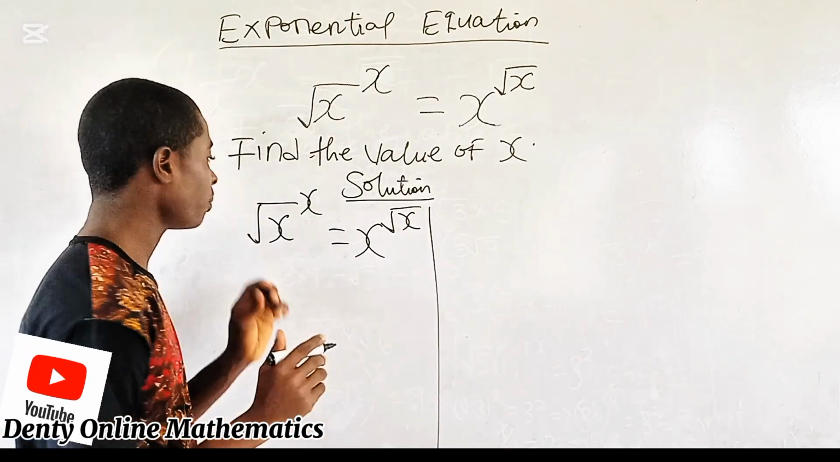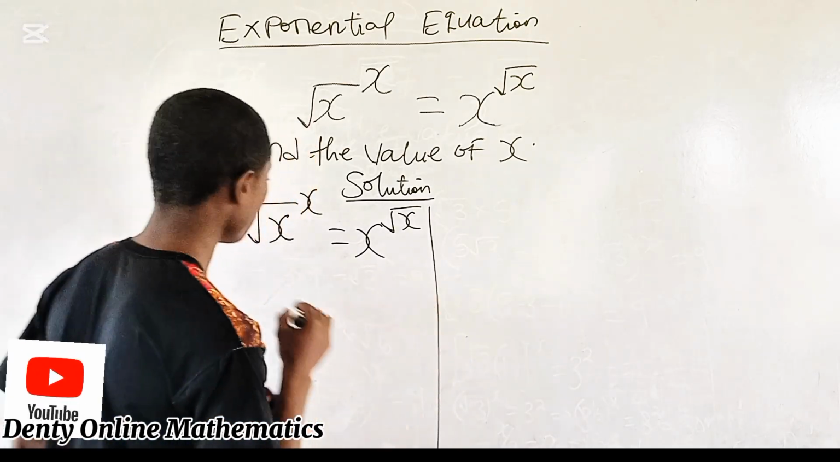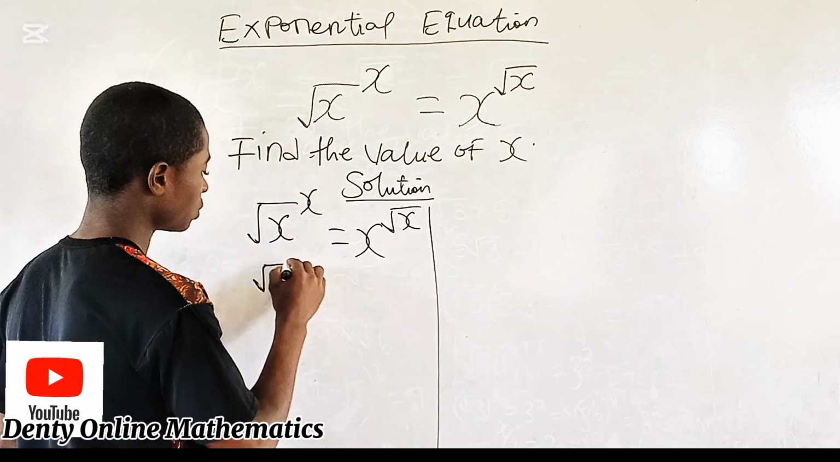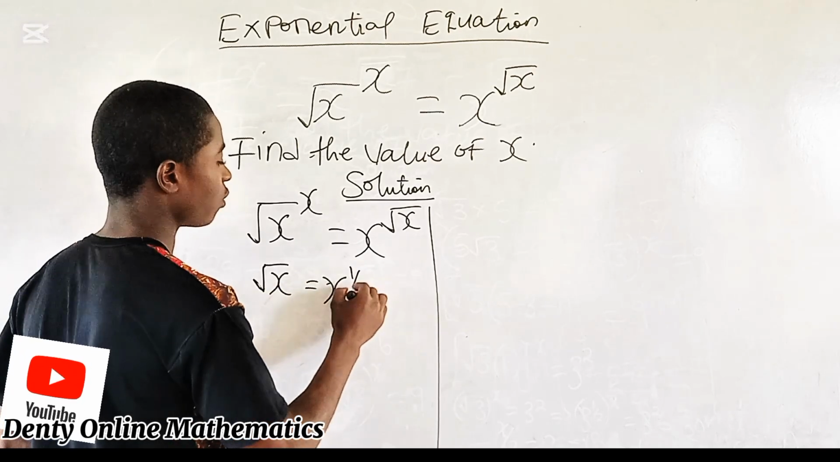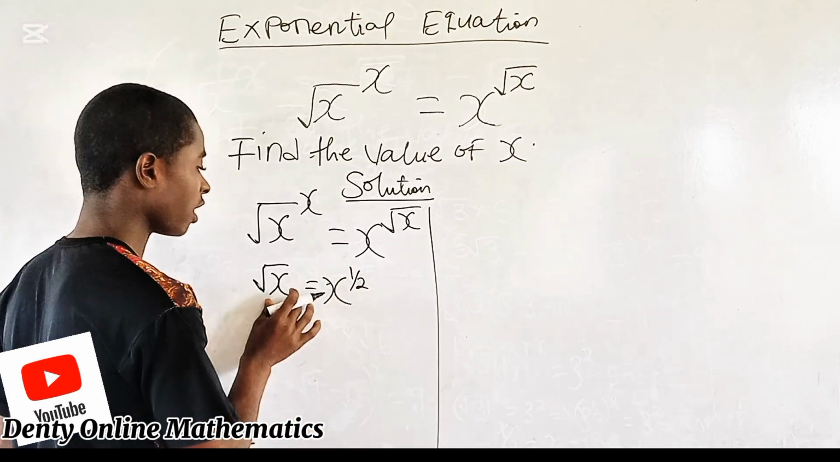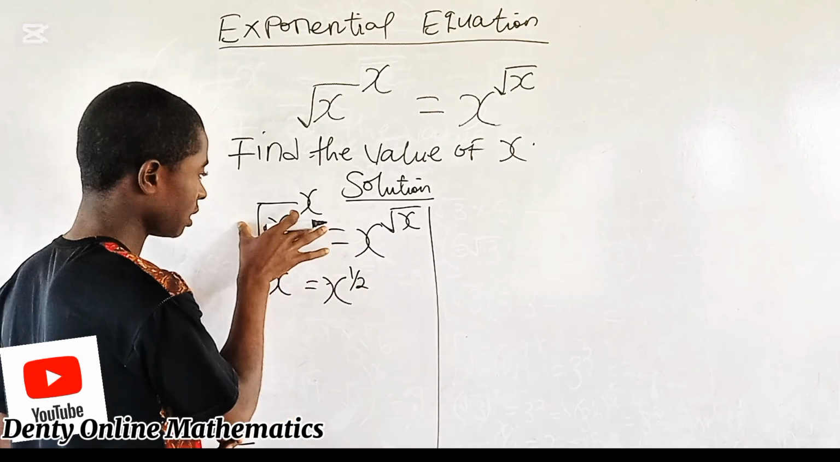It's very simple. Now, remember that if you have, for example, root x, this is the same thing as what? X raised to the power of half. The square root of x is the same thing as x raised to the power of half. So I'm going to use this to solve this at this point.